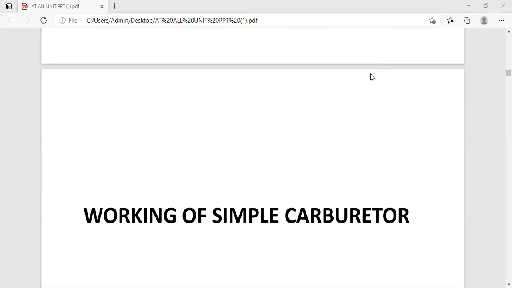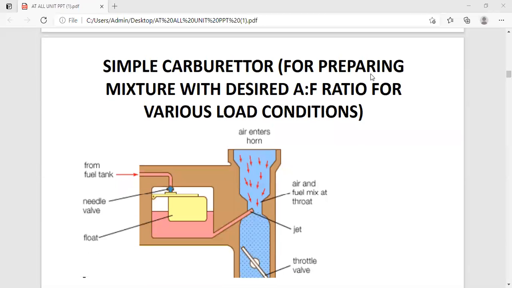First, we are going to see the working of the basic components of the carburetor system, or how it operates under all the conditions. The basic fuel feeding or induction system for the SI engine, we can see over here, has the function to supply a partly vaporized mixture of fuel and air to the various cylinders.